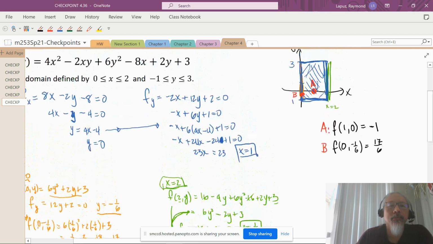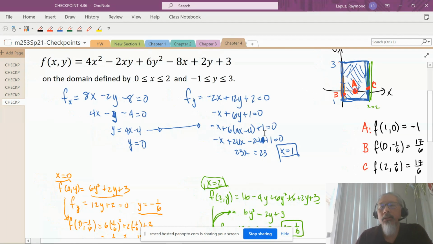Okay. On this edge, we got a 2, comma 1/6. We'll label that point C. And you got the function at 2 comma positive 1/6, and we ended up getting the same number. Okay, so that's 2 edges. Let's do 2 more edges.